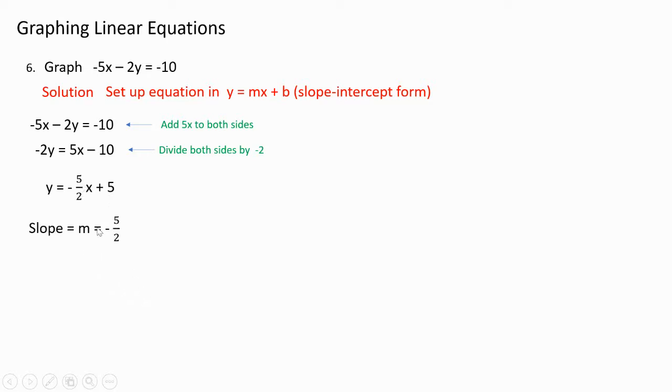Okay? So my slope is -5/2, which means I'm going to go 5 down and 2 to the right. Or you can say 5 up and 2 to the left. It doesn't matter. But most of the time, if it's negative, I like to say that the numerator is the one that goes up or down. So the 5 is negative, so 5 down and 2 to the right. From where? From the y-intercept, or from the b.